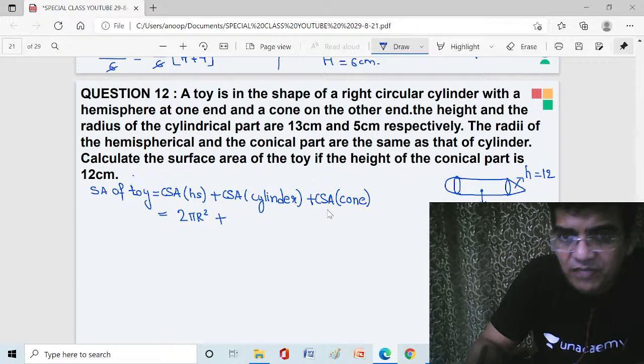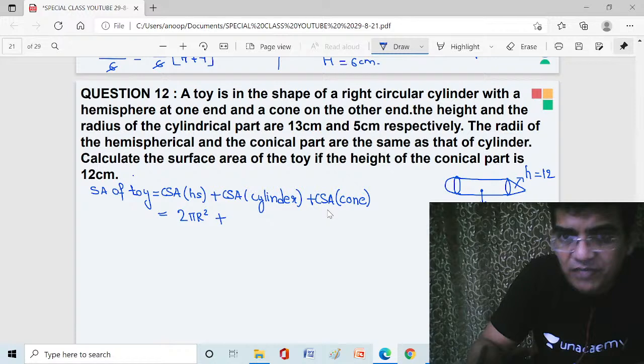Now when we are talking about the cone, the radius of all are the same. So the radius of the cone is 5. The height of the cone is given to you, 12. So from here you can get the slant height. This is the formula. Let us substitute the values. So L square is equal to 169, so L is equal to 13.